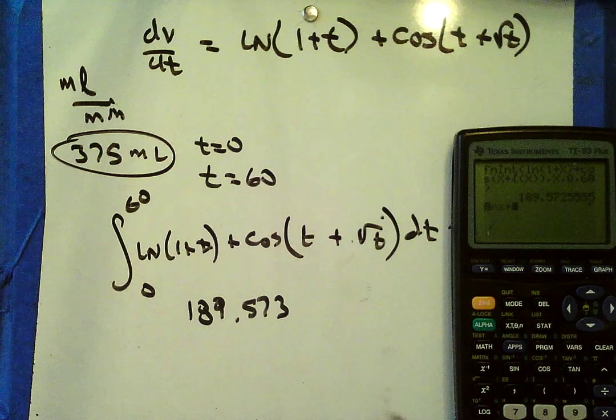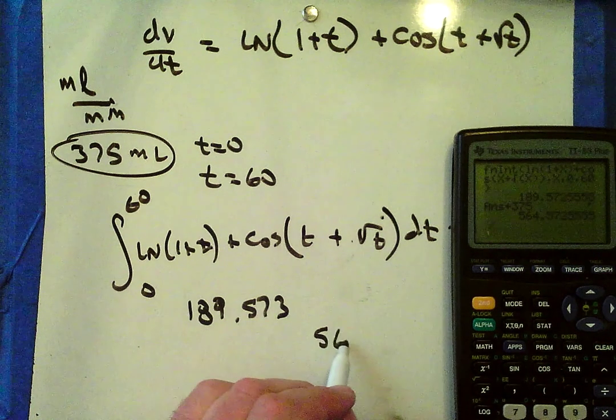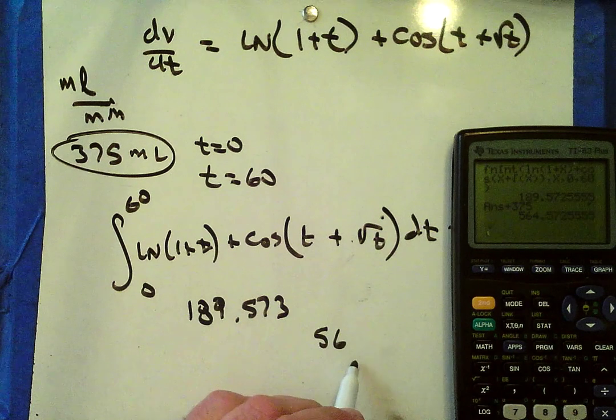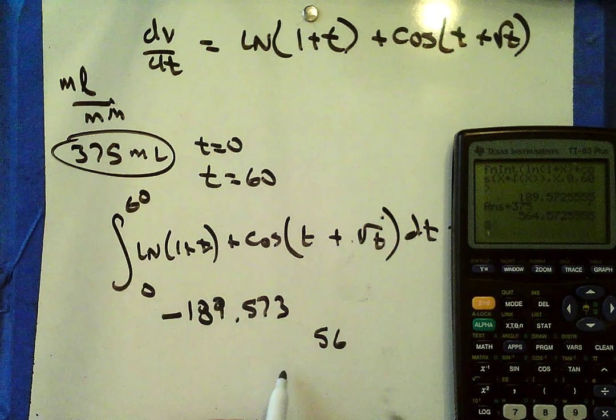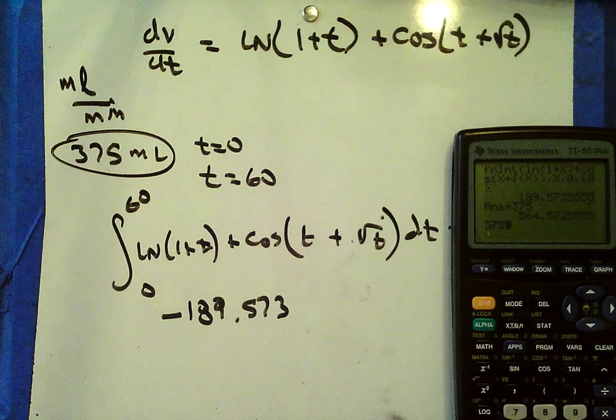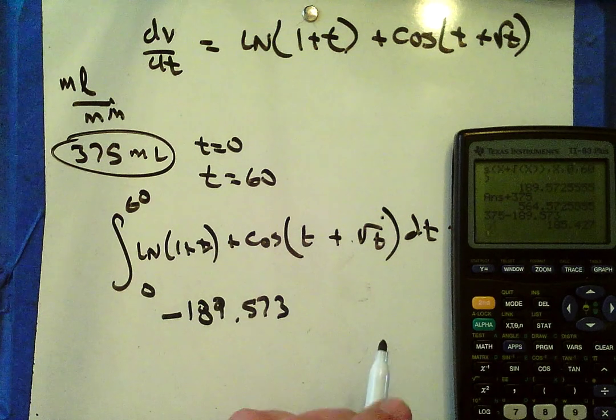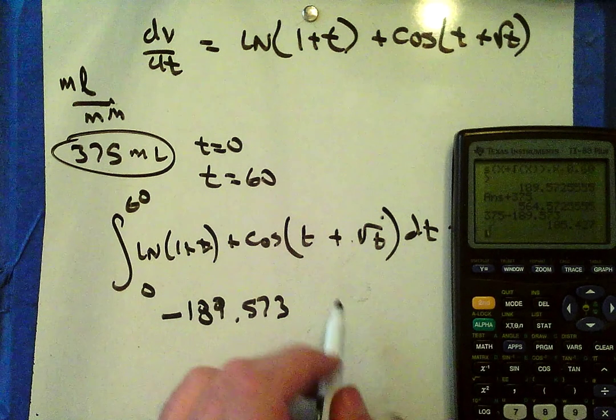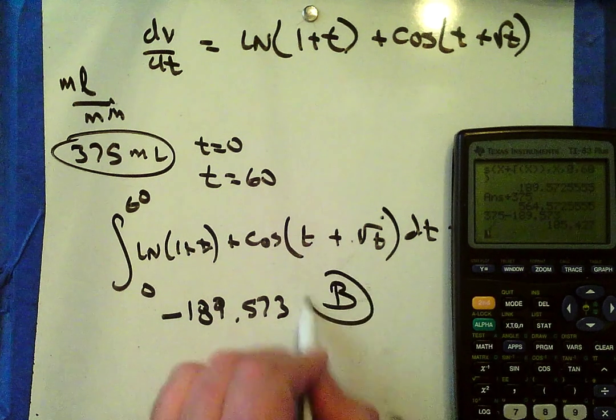There it is. 189.573 plus 375, and we get 560 leaks out of the bottle. Yeah, so 375 minus 189.573. I should have 185.427, and that's choice B.